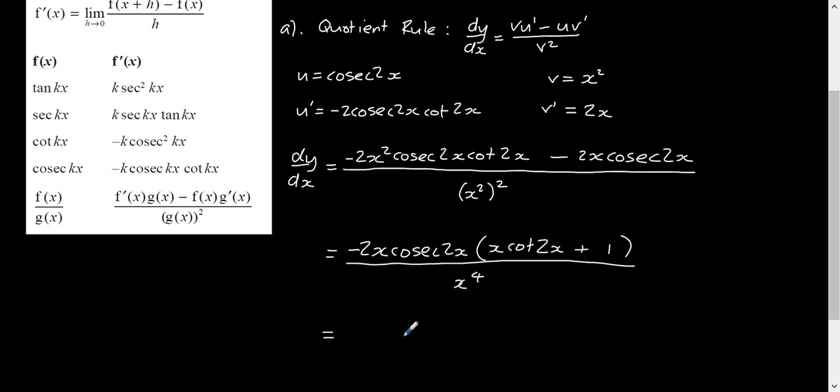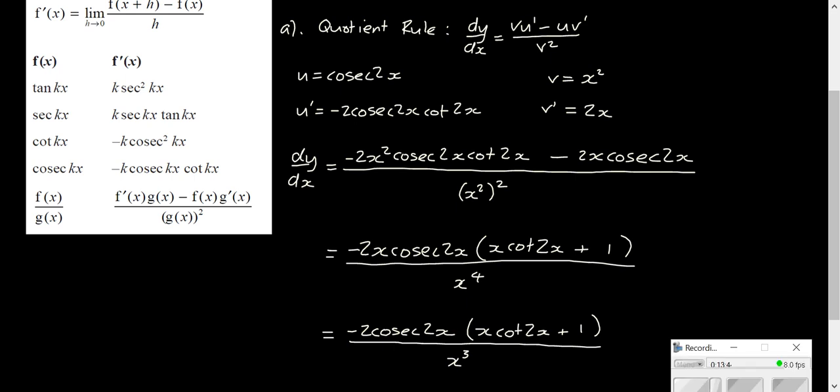All right, let's do a little bit of simplification then. I can see that this x on the numerator can cancel with one of my x's on the denominator. So I've got minus 2 cosec 2x multiplied by x cot 2x plus 1. And instead of x to the power of 4, I'm going to have x to the power of 3. Now, I'm not cancelling this 2x. This 2x is bundled up with the cosec, right? We can't just divide by x here, in case you're wondering. Now, that's as simple as this goes. And so we have our correct derivative fully simplified.